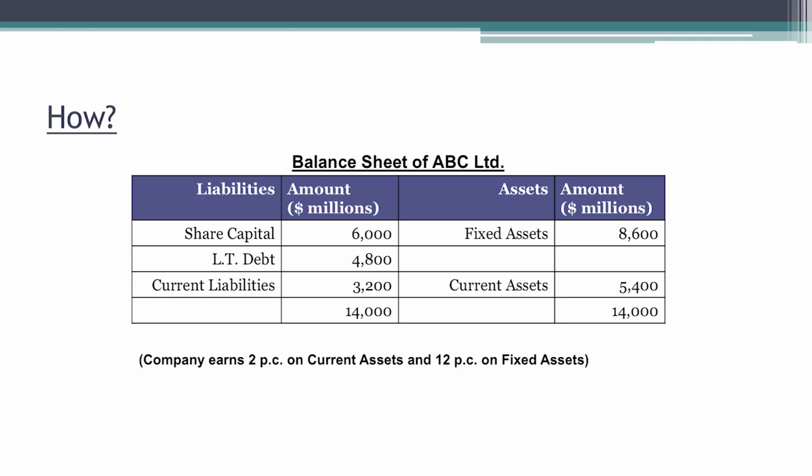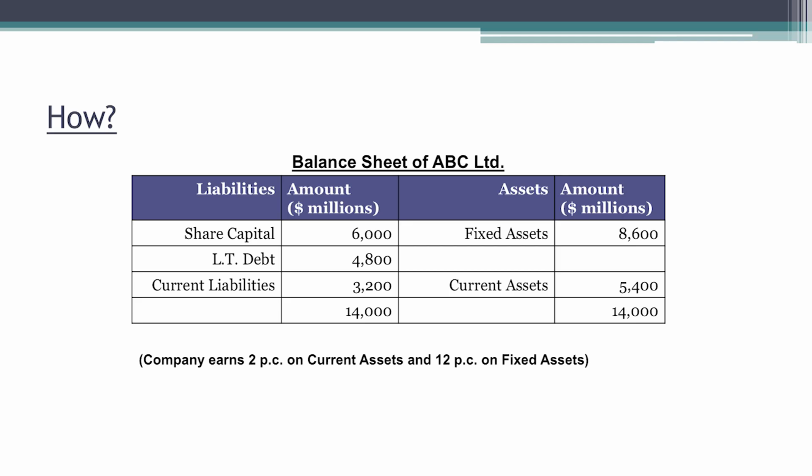Here you look at the total liabilities, that is again the 14,000. So $6,000 million is coming from the share capital. Long term loans are contributing $4,800 million, and the remaining $3,200 million is coming from the current liabilities. Now in this situation the extent of current liabilities is 3,200.